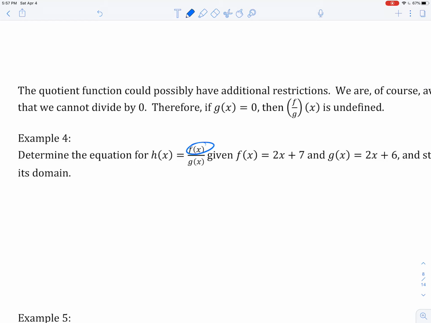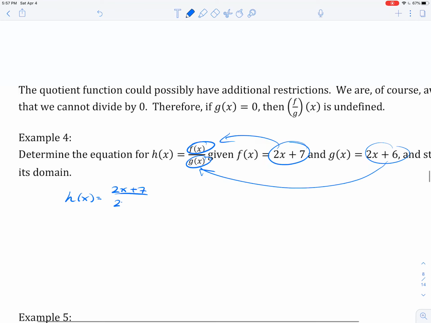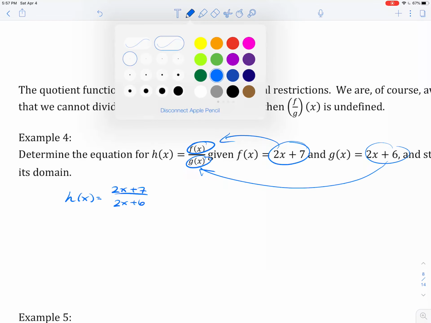Equation-wise, we're just going to replace that with f of x. We're going to replace this with g of x and go from there. So h of x is just straight up f of x divided by g of x. Beautiful. But its domain.